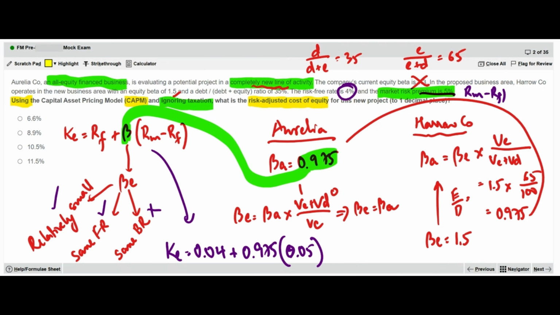Which is 0.975 into 0.05 plus 0.04, will give me 0.08875. If I round it off to one decimal, it will be 8.9 percentage, and that tends to be the second option, which is 8.9 percentage. So this was a very good level question where we've used the cost of capital calculation. We've applied the CAPM and we've clubbed together the knowledge of beta equity and beta asset.